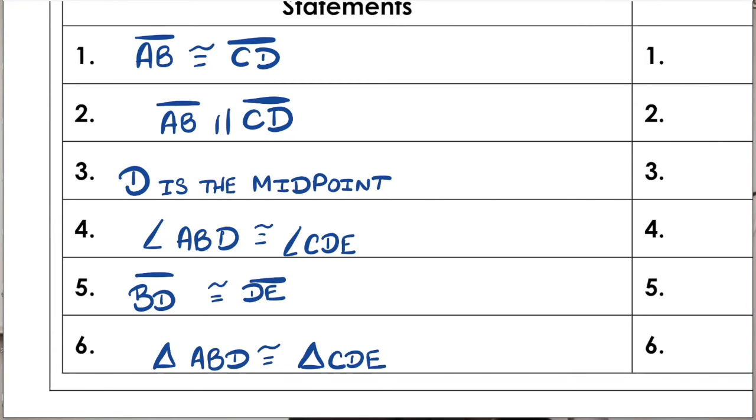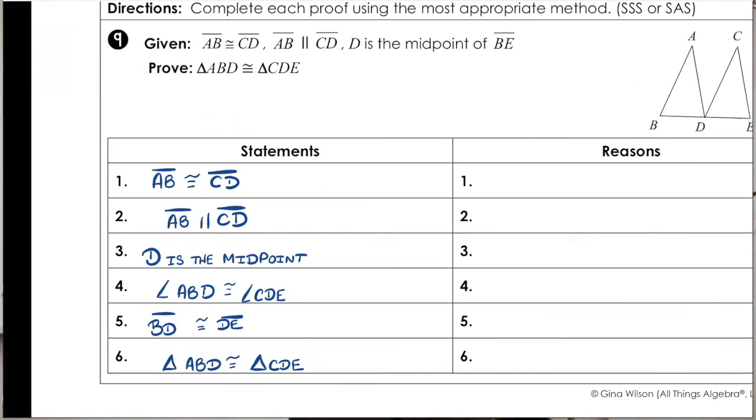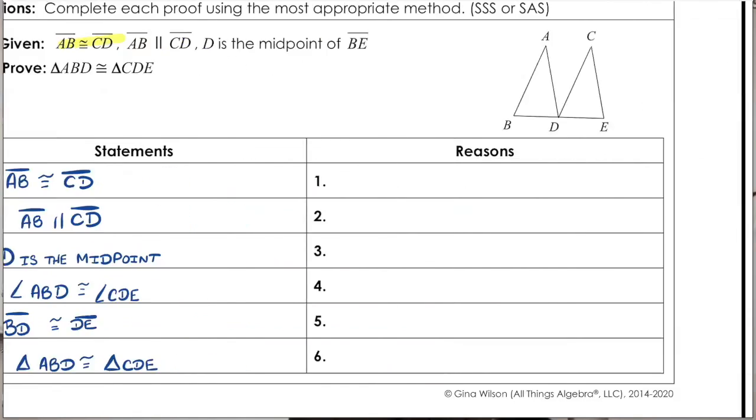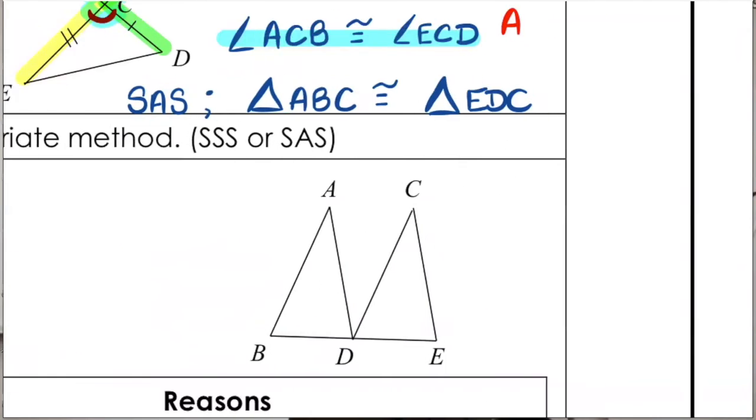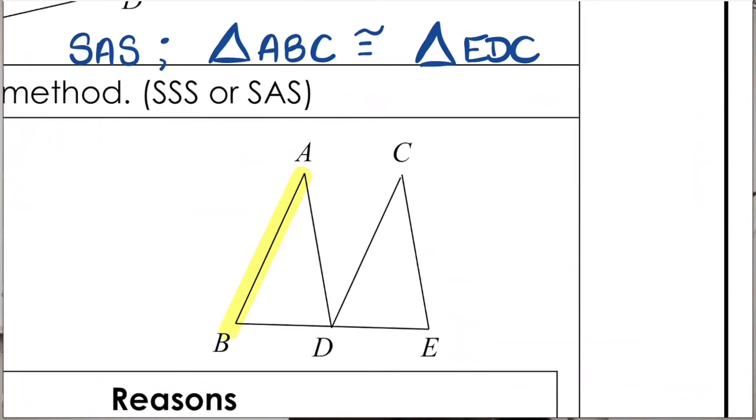Y'all ready? All right, here we go. Let's mark up our figure. They told us AB is congruent to CD. Yep. AB is congruent to CD. Fantastic. Little single tick. What else did they tell us?